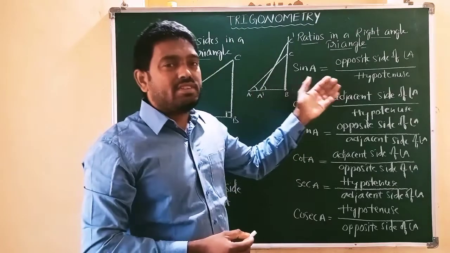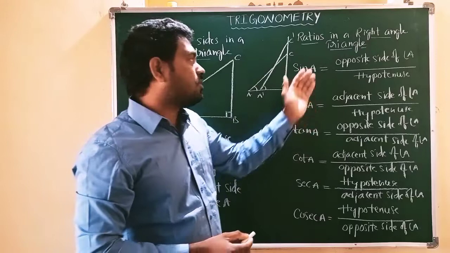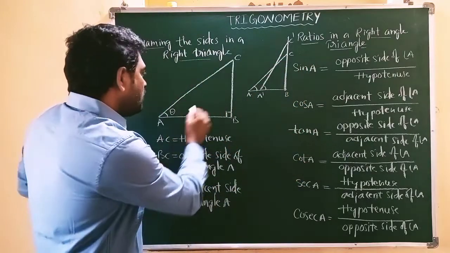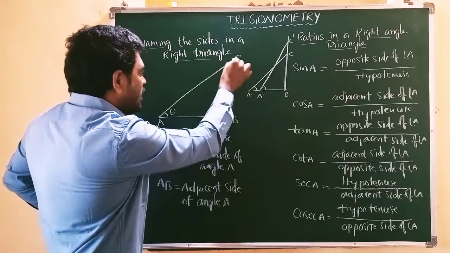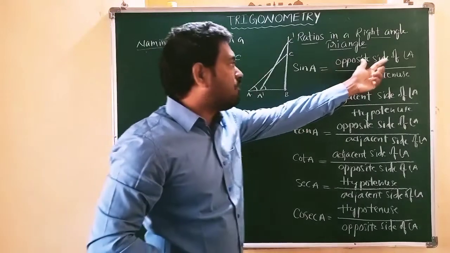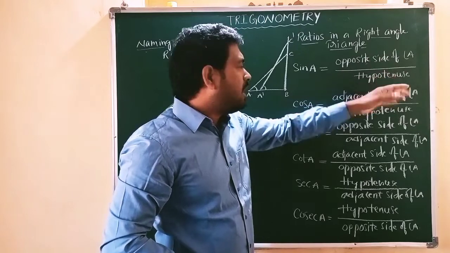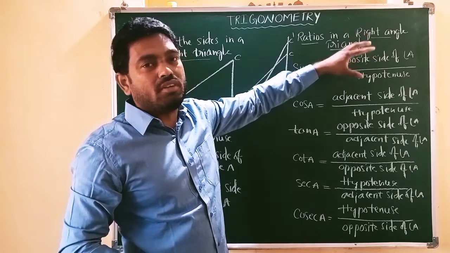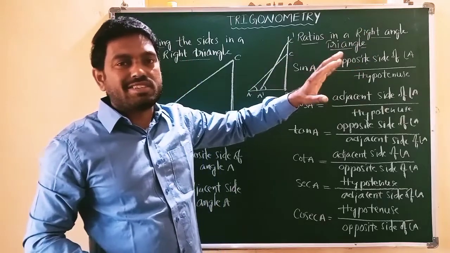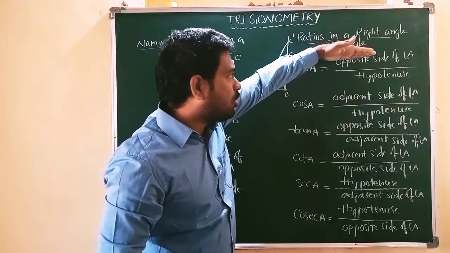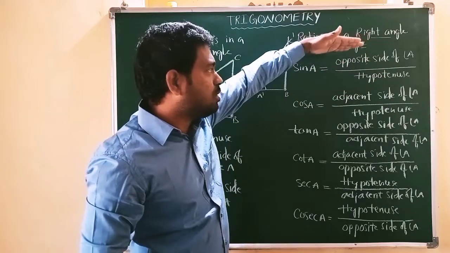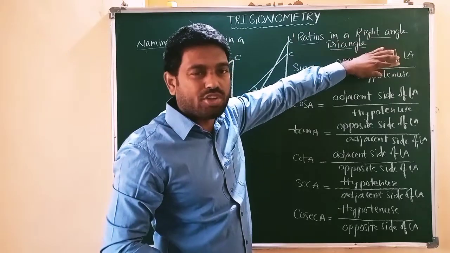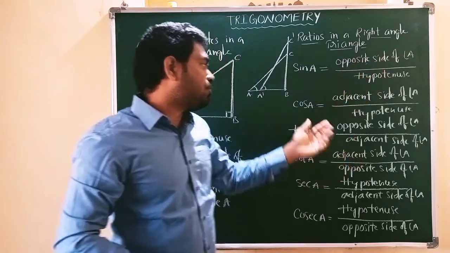Now let us move to the ratios of right angled triangles. The first ratio is the sine ratio. How do you get the sine ratio? The sine ratio is the opposite side of angle A by the hypotenuse. It is fixed for all right triangles because all the right triangles are similar, right? So the ratio between the opposite side of angle A and the hypotenuse is always constant. This is the sine ratio.